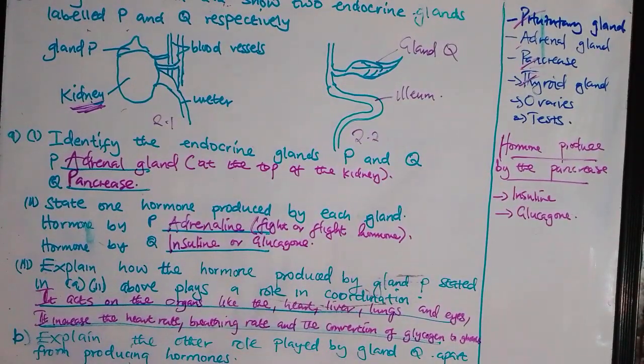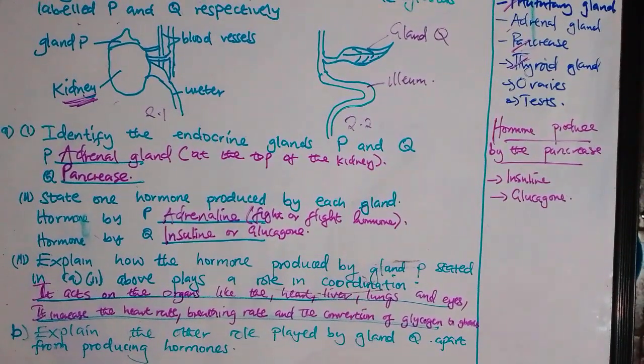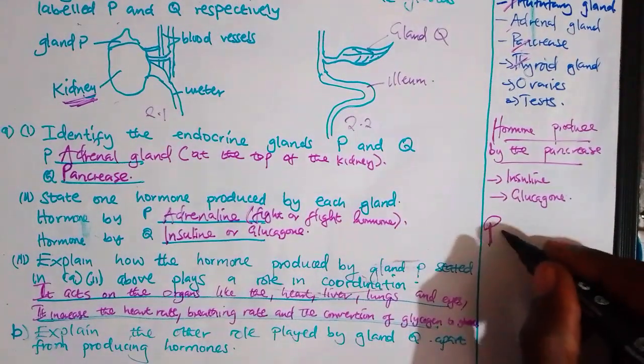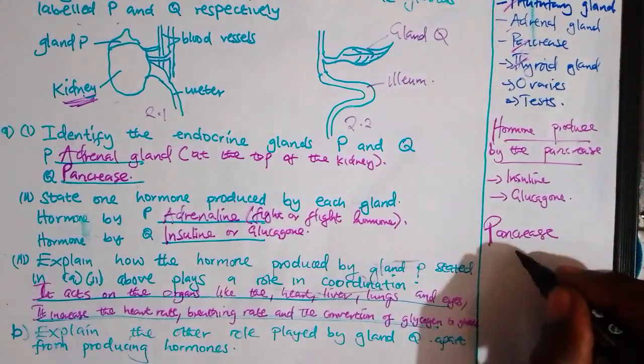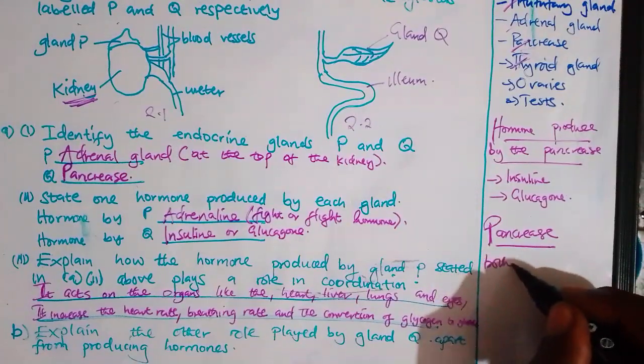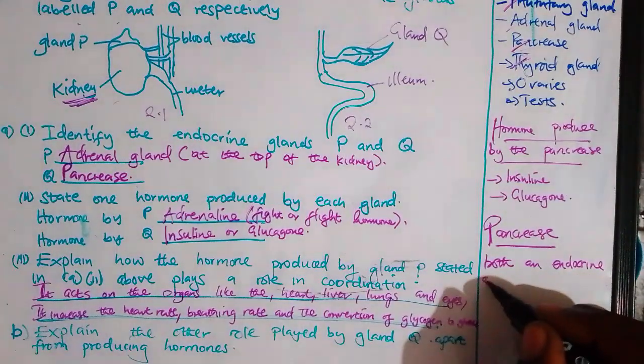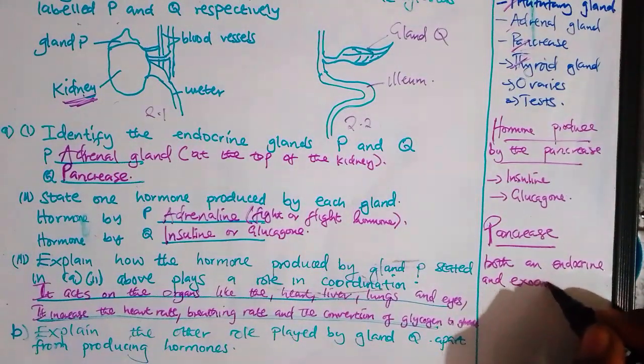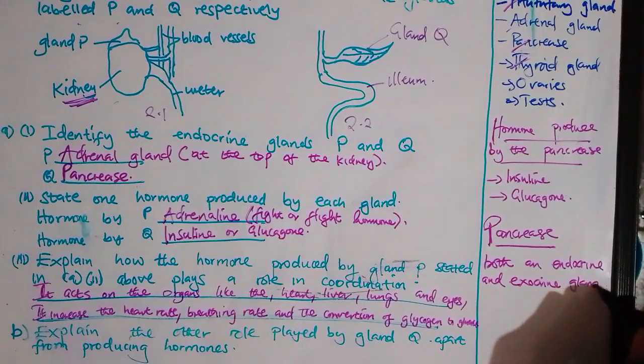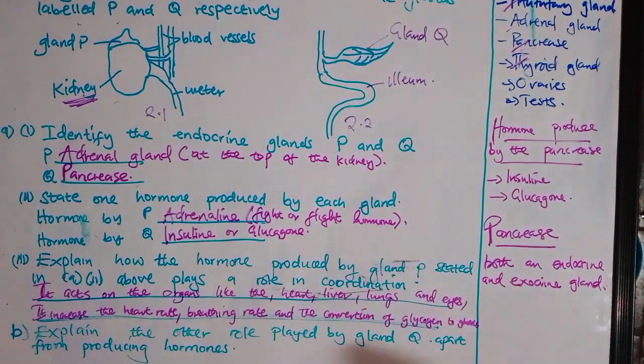Moving on to our part B. Explain the other role played by gland Q apart from producing hormones. Remember I said gland Q, so we are talking about the pancreas. Remember that the pancreas is both an endocrine and exocrine gland, meaning it works in coordination and it also works in the digestive system.